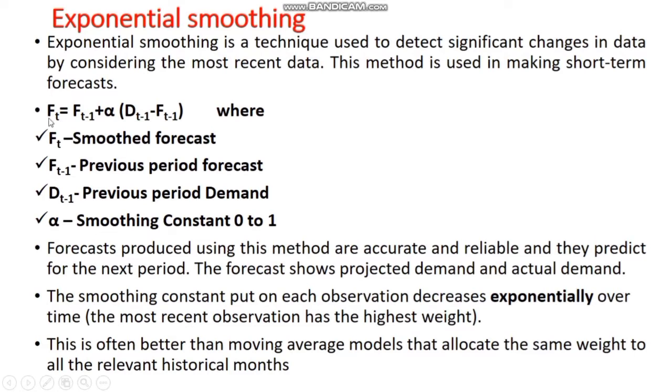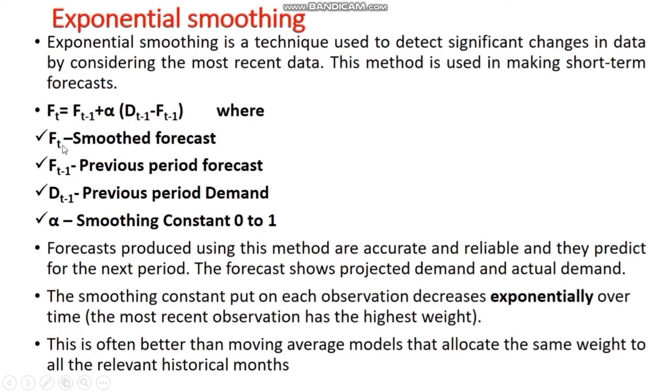Coming to the equation for estimating exponential smoothing: Ft = Ft-1 + alpha (Dt-1 - Ft-1). Here one thing we need to understand is the difference between t and t-1. t means the current period, t-1 means the previous period. For example, if t is the current month, July 2022, then t-1 is June 2022. This is the way we need to consider it.